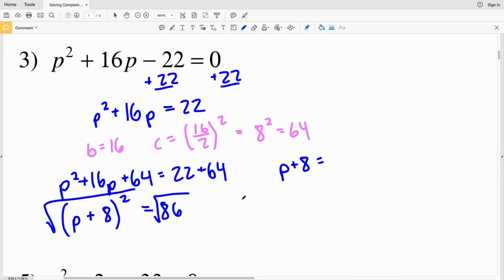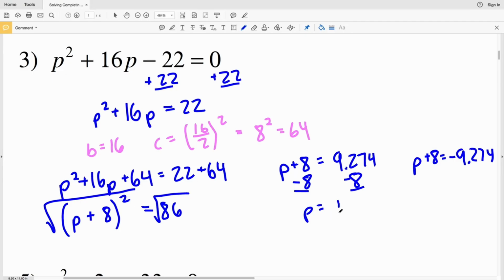9.2736, which I will round to 9.274, although on the answer key they had rounded that to 9.273. So 9.274, because I'm rounding up, and then I'll have p plus 8 equal to a negative 9.274, because negative 9.274 squared is also equal to 86. So I'll start by subtracting 8 from the first equation to get that p is equal to a positive 1.274. And again, on the answer key, they got a positive 1.273 just because they rounded a little differently.